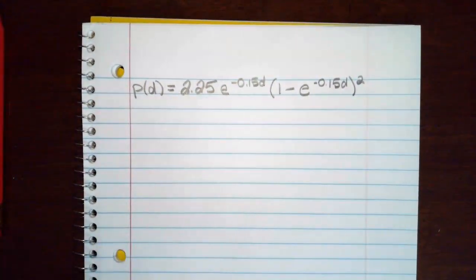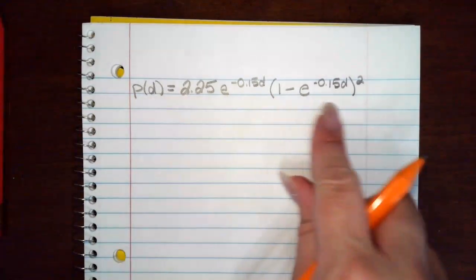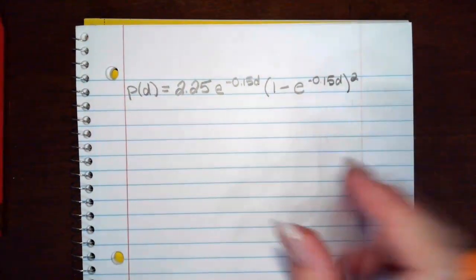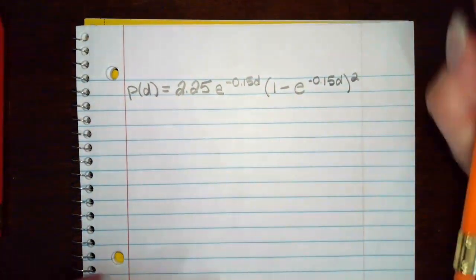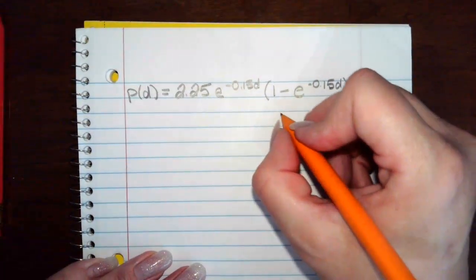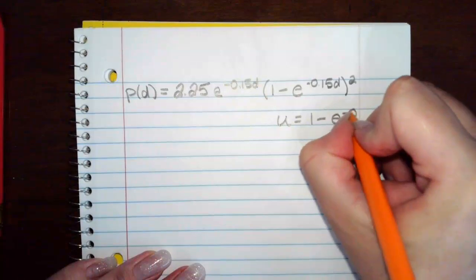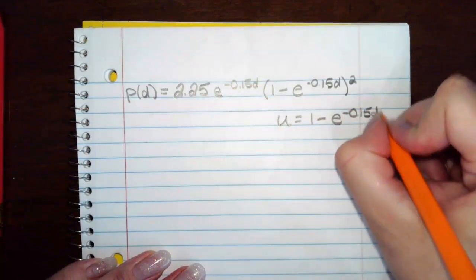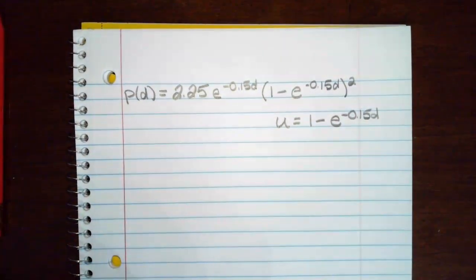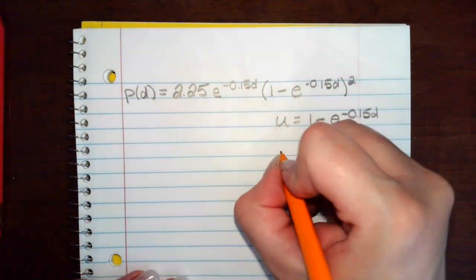Okay, so first thing we need to figure out is what our U is. So U is whatever's on the inside. I can't do this term by term, so we're going to do this with U substitution. My U is 1 minus E to the negative 0.15 D. Take the derivative.